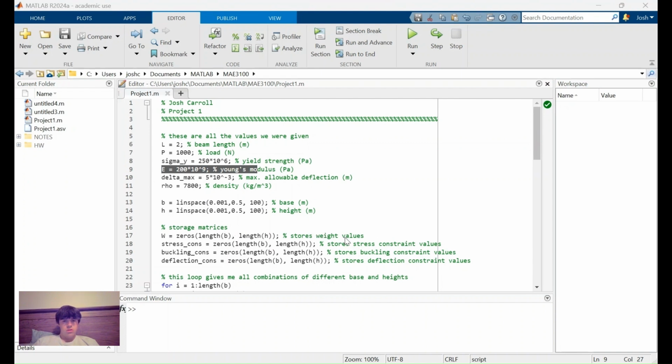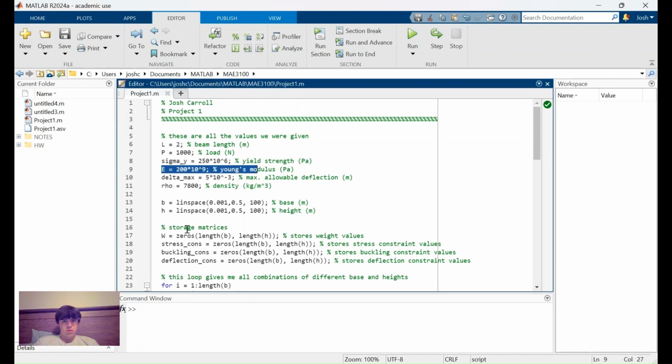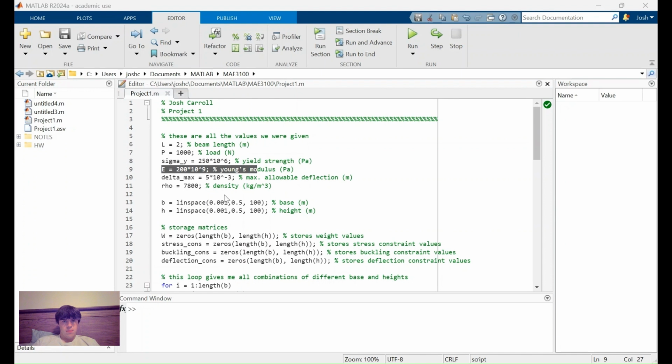The max deflection, which was given in millimeters, we converted to meters, and then the density in kilograms per meter cubed. Next, we were told the beam has a rectangular cross section with width b and height h. These dimensions can vary along the length of the beam, but for simplicity, we assume they are constant.